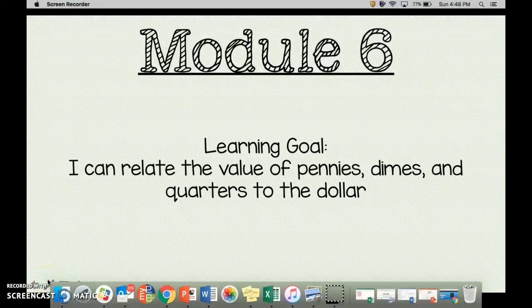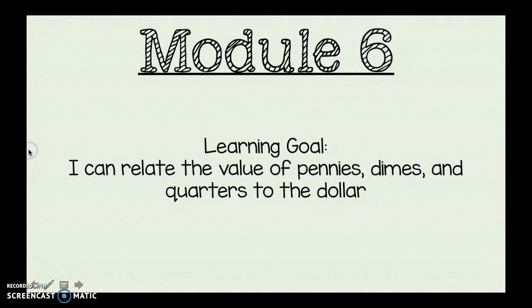Hi, boys and girls. Today we're going to be looking at the learning goal. I can relate the value of pennies, dimes, and quarters to the dollar.